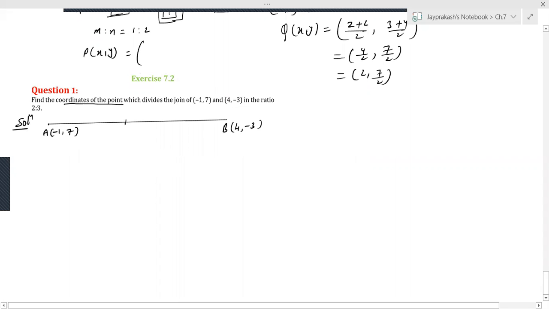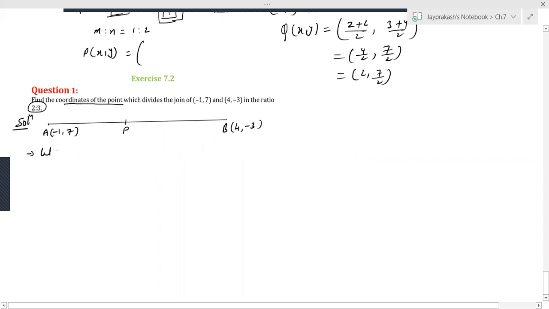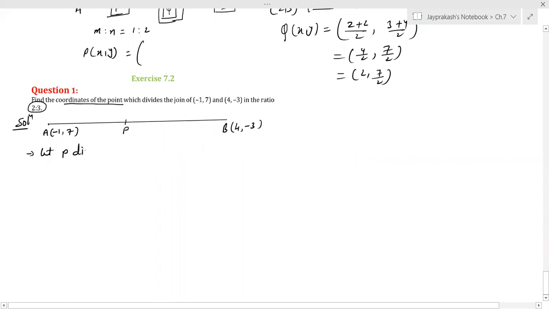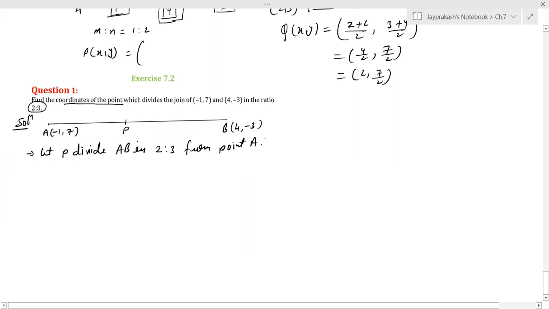So let there be a point P on the line segment AB, which divides it in the ratio 2 is to 3. So we will write here, let P divide AB in 2:3 from point A. So we are supposing that P divides from the side of point A.